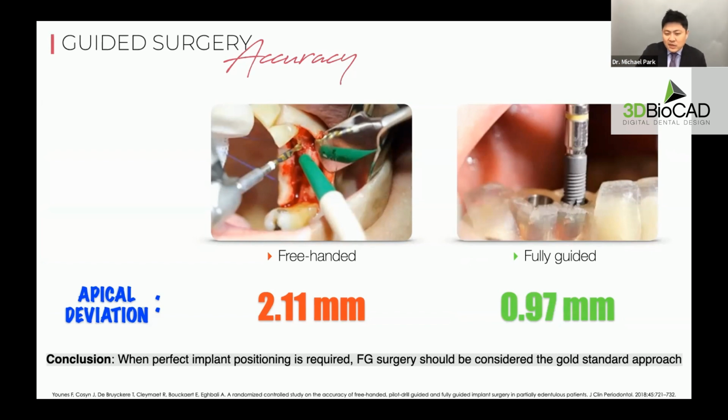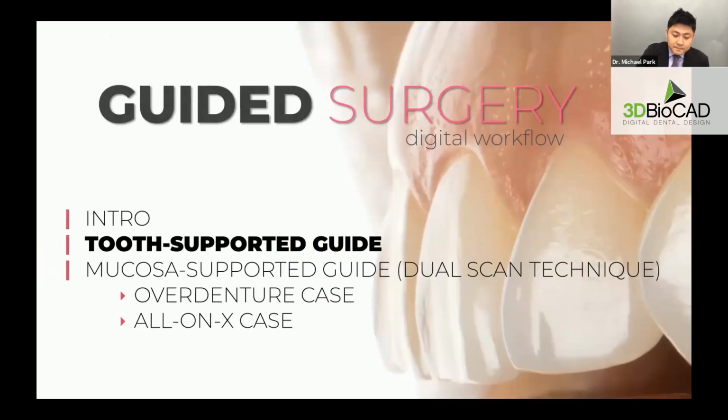However, one thing that we need to keep in mind is that although fully guided implant surgery is accurate, it's not perfect, because as you can see, the apical deviation is not 0 millimeters. There's still a 1 millimeter deviation in this study. So when we are doing guided surgery, we always need to keep that in mind, that even with guided, there can be a little bit of error, but of course, it's much better than freehand surgery.